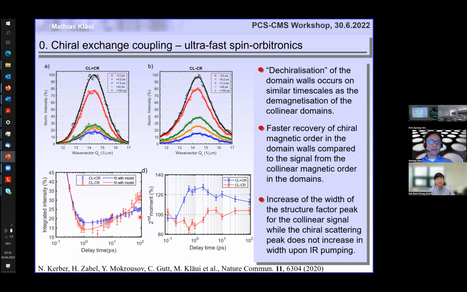And this means that chiral order is more stable than collinear order. So if you shake the system by irradiation with a laser pulse or heating, then first chiral domain walls form and then later domains form. And that means chiral domain wall is more stable.